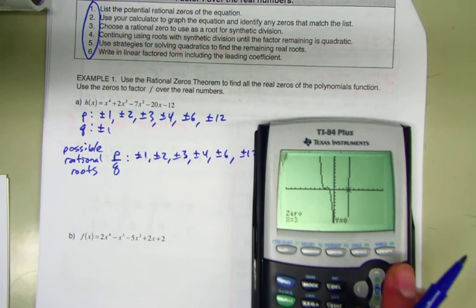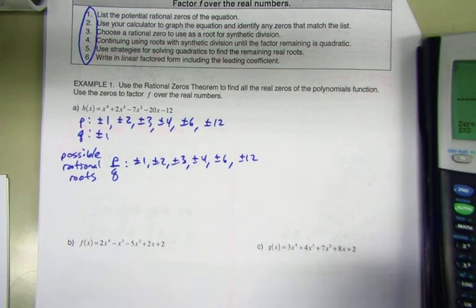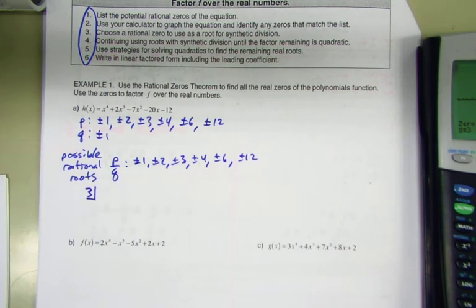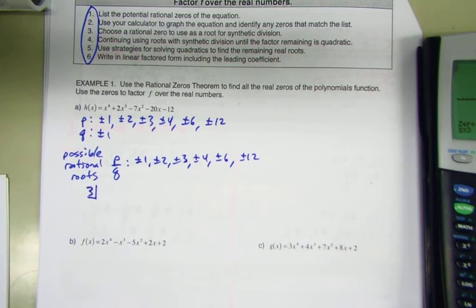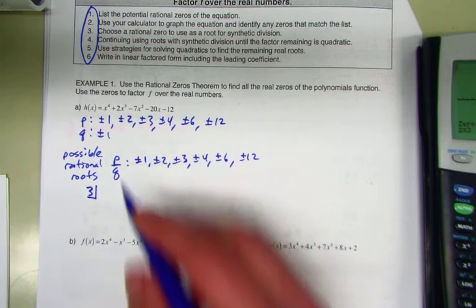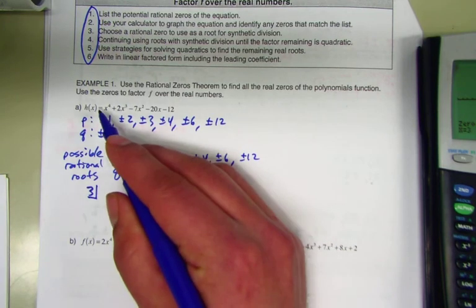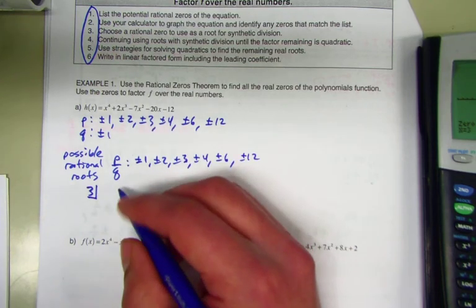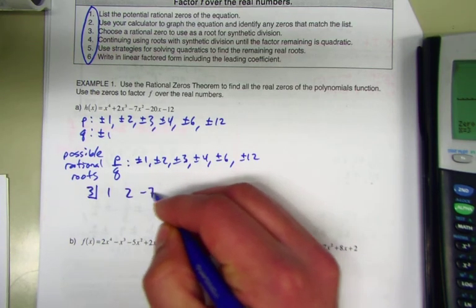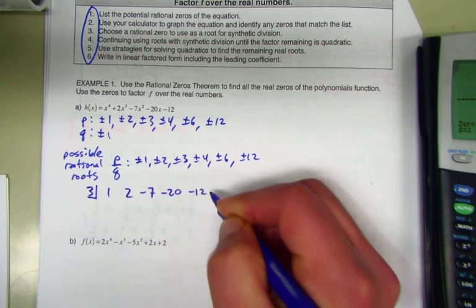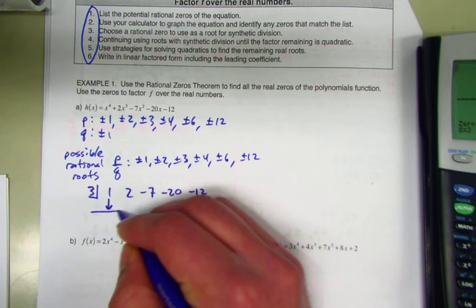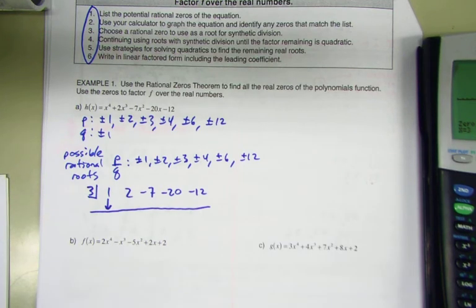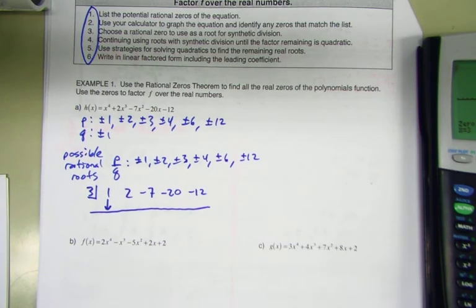Now, how is that going to help us? Well, let's see. Now we're going to have to do synthetic division. Okay? So write down the coefficients, 1, 2, negative 7, negative 20, negative 12. We're not missing any, so we don't have to have any zeros in there. What's going to happen when I divide here? There's going to be a remainder of 0. If not, we really screwed something up, right? Because the calculator just told us that it's a 0.